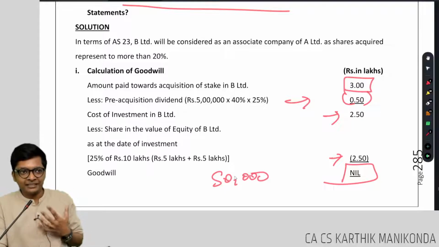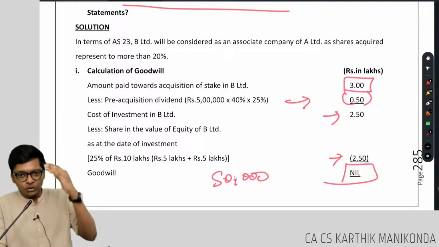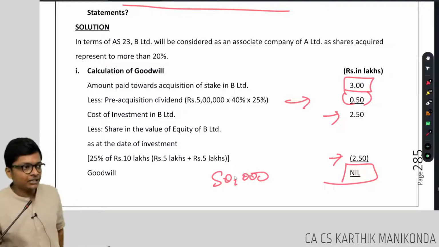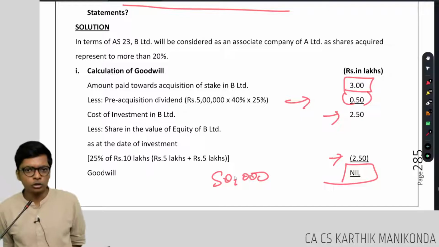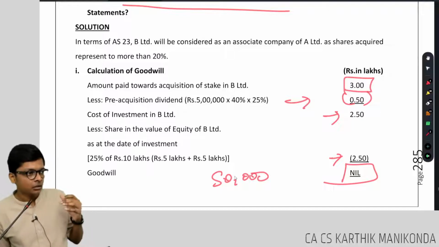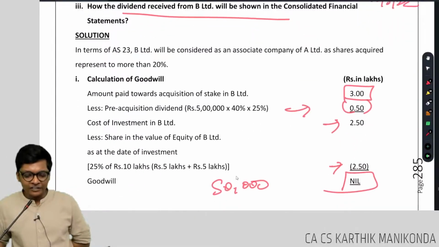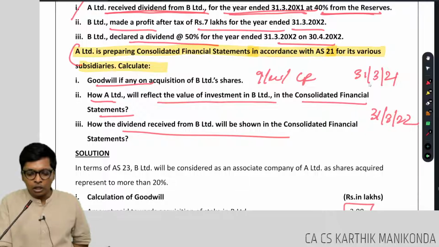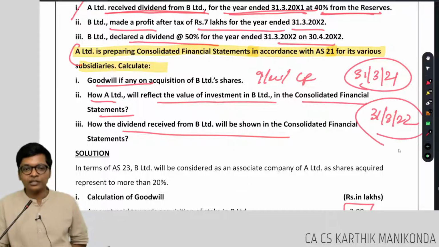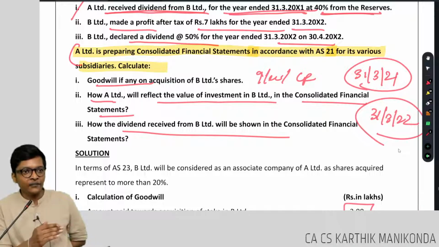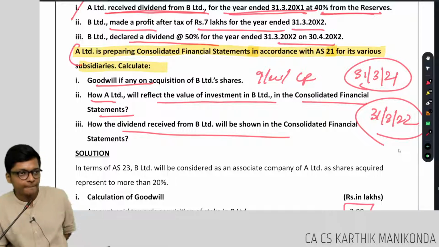Very important, guys. The chapter is easy, but you need to stick to the template. Look at the values. Good, those who got it. Others, have you understood why it's nil? Now do this: I want the value of investment on 31st March 21 and 31st March 22, the date of acquisition and the value of investment after 1 year.